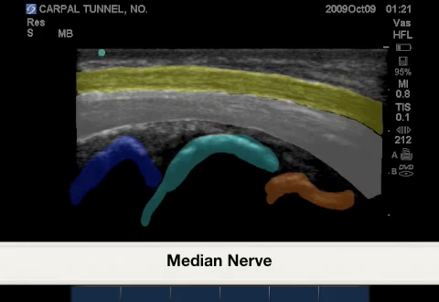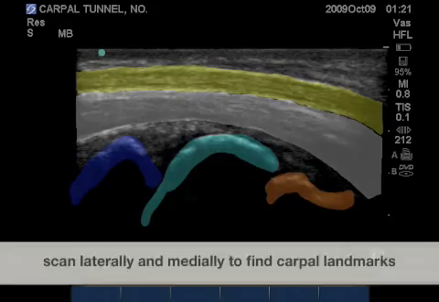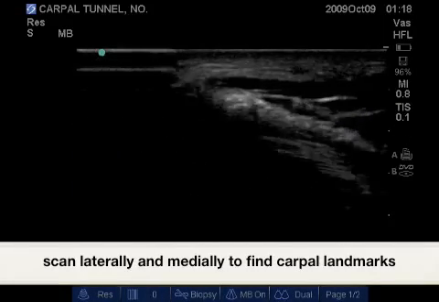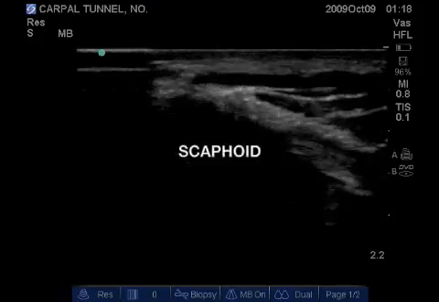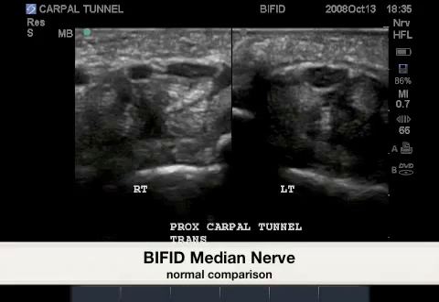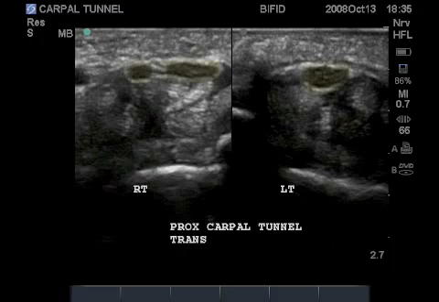To confirm position within the true carpal tunnel, scan medial to lateral for the bony prominences such as the scaphoid surface or pisiform. Here is a case study involving a bifid median nerve with a comparison to the other hand showing no bifid median nerve.